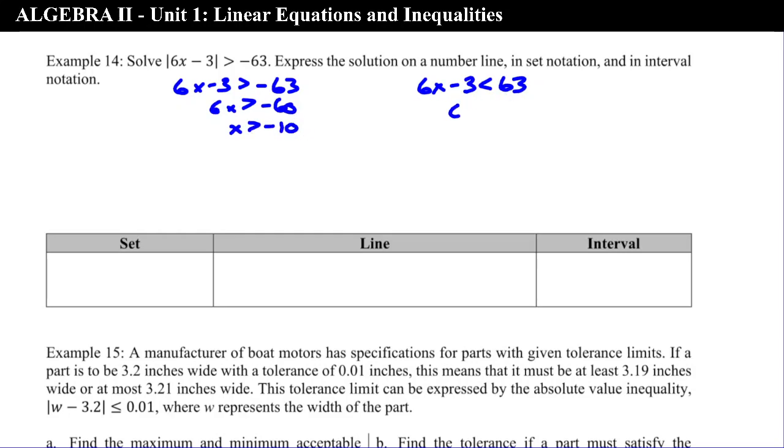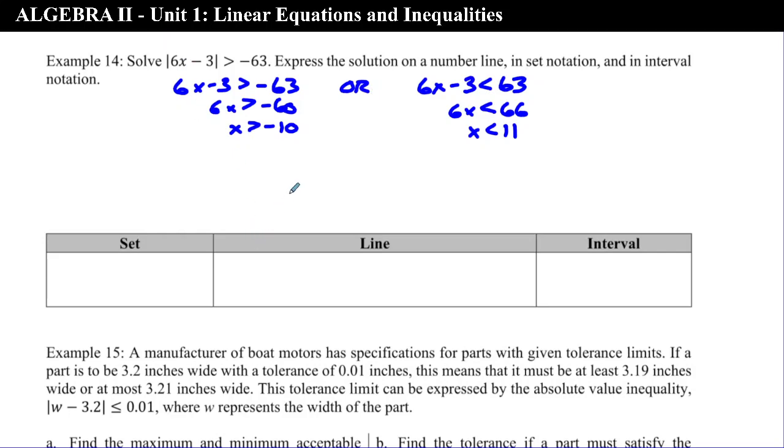And then on the other one, add 3 to each side. You get 6x is less than 66. So x is less than 11. Now, we look at the original one where the absolute value is isolated. And this is going to be an or statement because it's greater than.